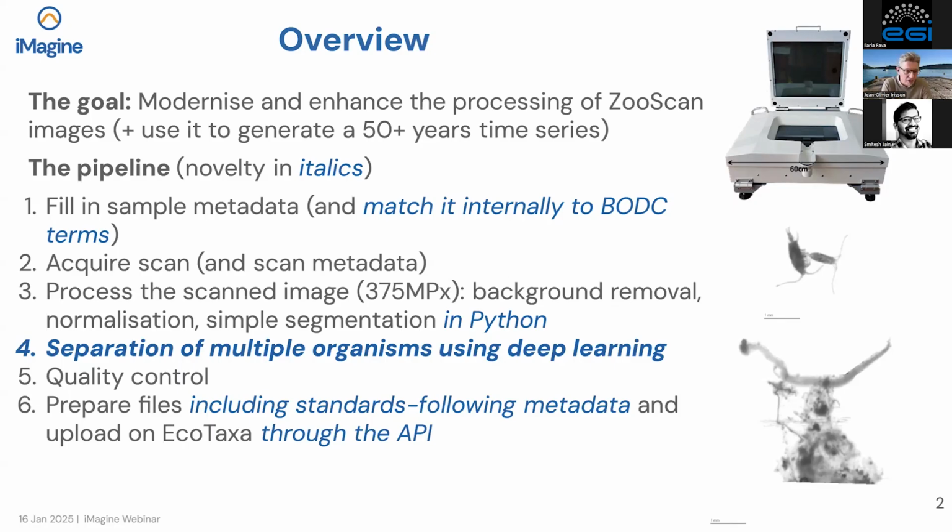And then the big new thing was that we will try to help the users in the separation of multiple organisms. You have a few examples here. What you currently have to do is go back manually and draw some white lines around these organisms to extract them. And so that will be the focus of today. There's 2 AI-based modules to help with this. Then there's some quality control. And finally, you upload your files to Ecotaxa, currently manually.